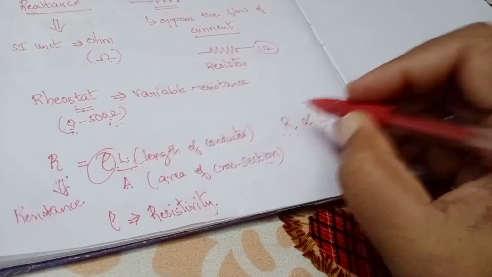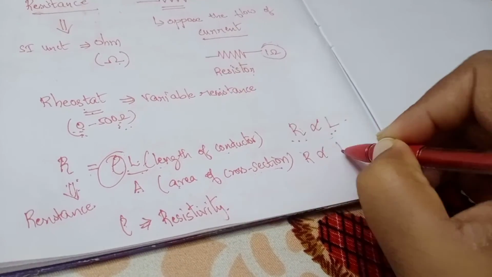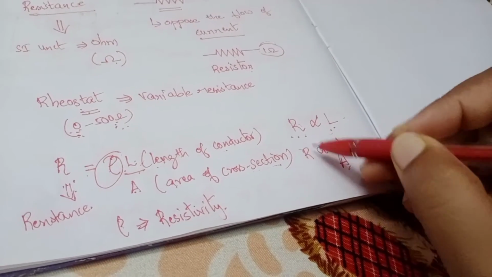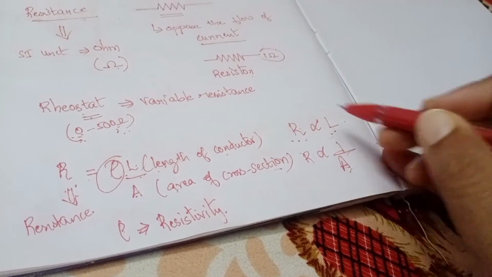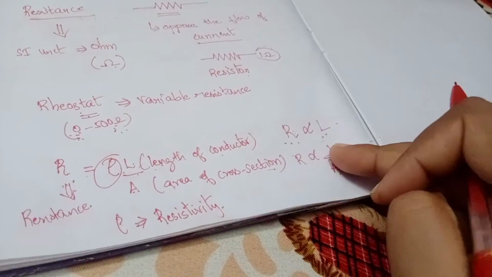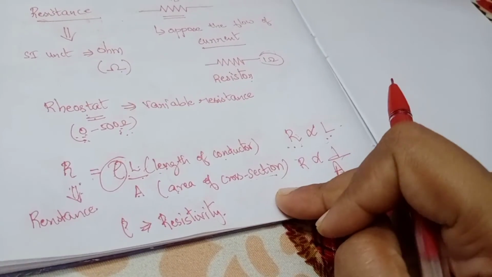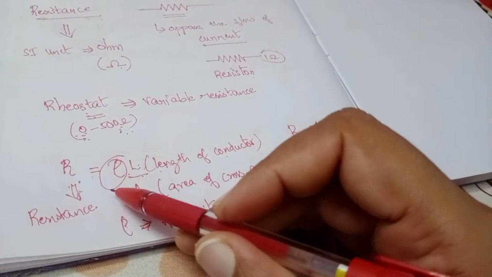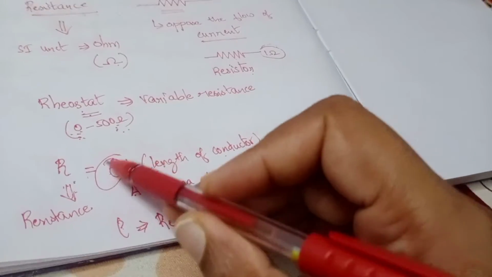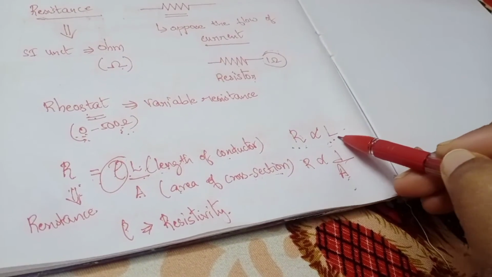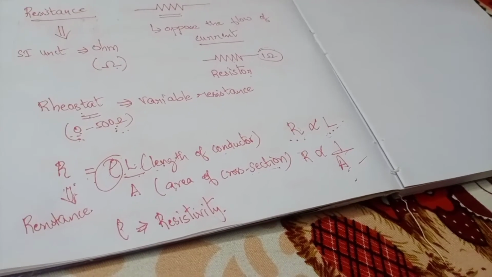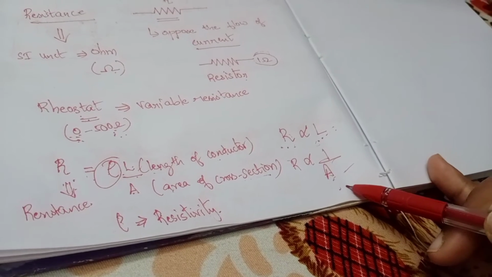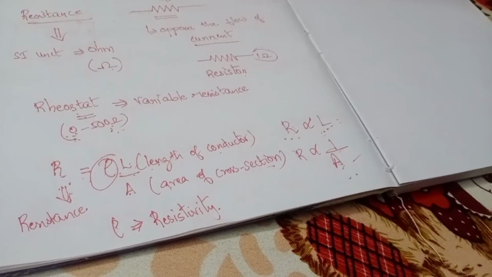They are directly proportional. When speaking about the area, they are inversely proportional. That means if the area is higher, resistance value will be lower. If the area is lower, resistance value will be higher. So these are the factors on which the resistance of a material depends. Mainly it depends upon length and area, while resistivity is a constant value. So it is directly proportional to length and inversely proportional to area of cross section of the conductor.